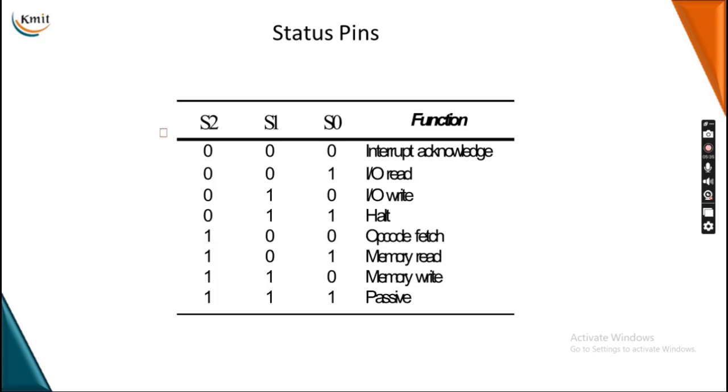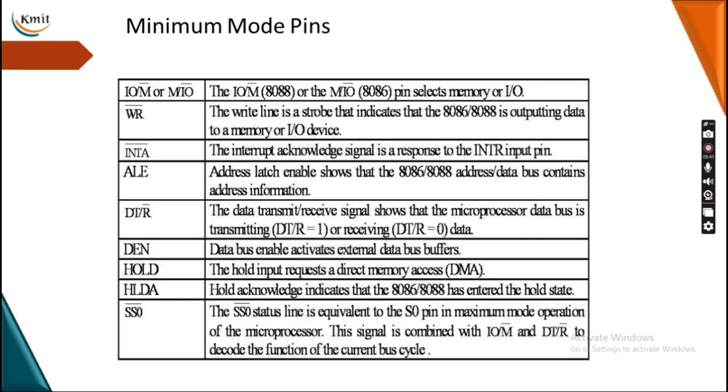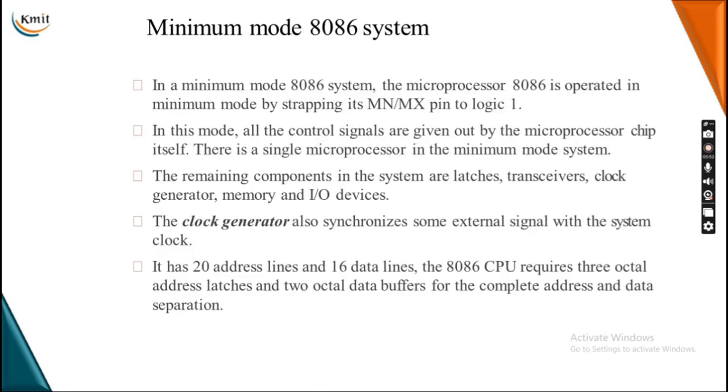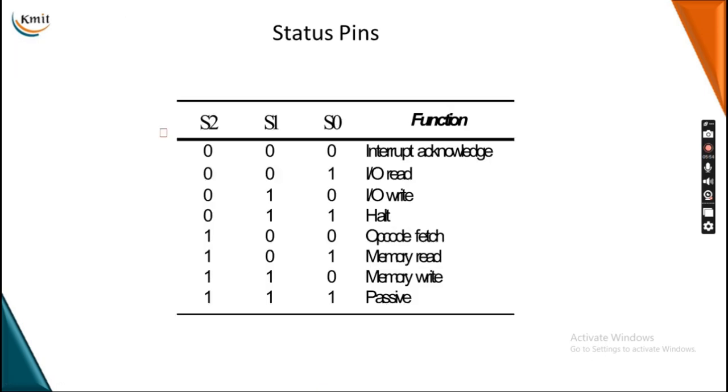Okay. So these three are the selection lines, as we have used here, I guess in a 3 to 8 decoder. So these three are S2, S1, S0. Depending upon these selection lines, it will operate. When these three are zeros, it's nothing but interrupt acknowledge. Interrupt has occurred and should be acknowledged.